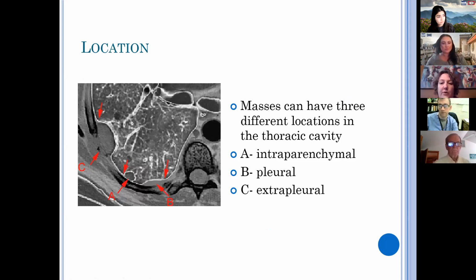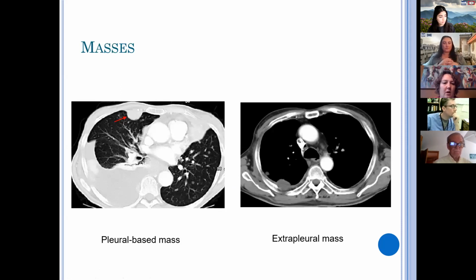Location is also important. Masses can have 3 different locations within the thoracic cavity. This slide shows an intraparenchymal, or within the lung tissue, mass at A. B is a pleural mass. So you can see that it's affixed to this lining of the lung. And then C is extrapleural, and this looks like it originates from the chest wall.